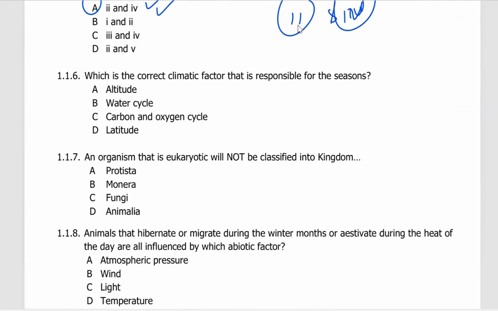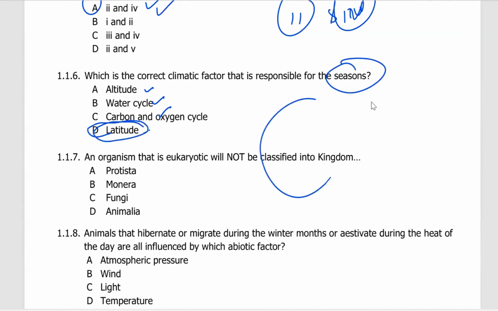Question 1.6: which is the correct climatic factor that is responsible for seasons? They're saying, which one is the most correct factor responsible for seasons? Altitude, water cycle, carbon dioxide, the oxygen cycle. It is latitude, because they're talking about seasons. Why? Because if you have the Earth, and the sun is passing here, this area is going to have more heat; the time of night and time of day is the same.